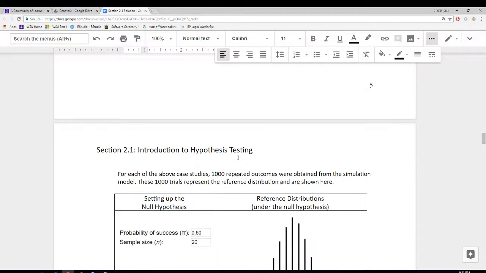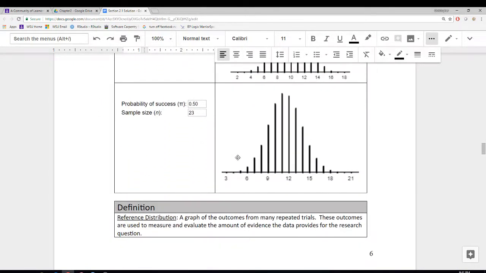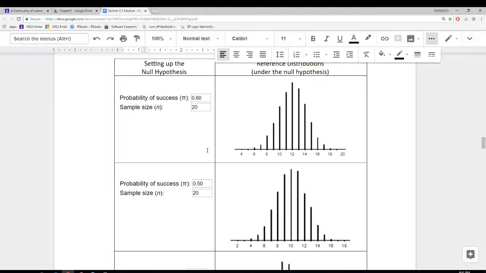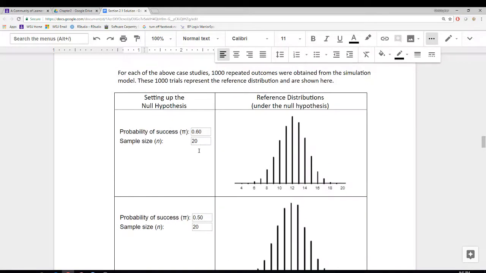Okay, let us consider the reference distributions. We've used this term loosely, but now I'll carefully consider what I mean by a reference distribution. A reference distribution is just a graph of the outcomes from many repeated trials. These outcomes are used to measure and evaluate the amount of evidence the data provides for the research question. The three reference distributions that we've been considering: the gender discrimination, the probability of success for that one was 60%, sample size was 20, and this would be the reference distribution that is obtained, again under the null hypothesis.